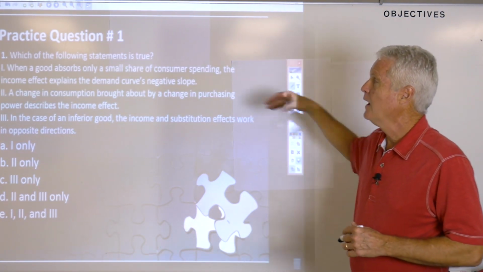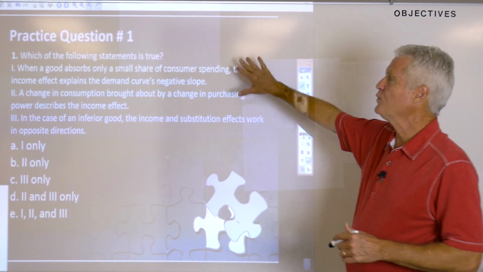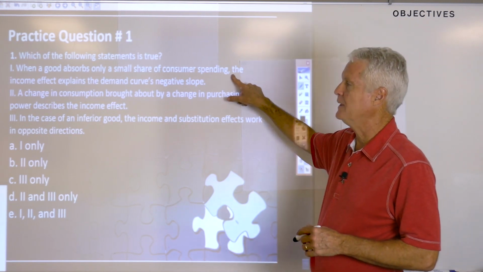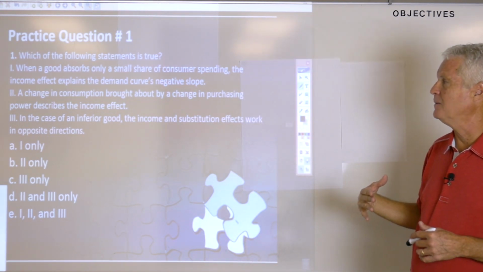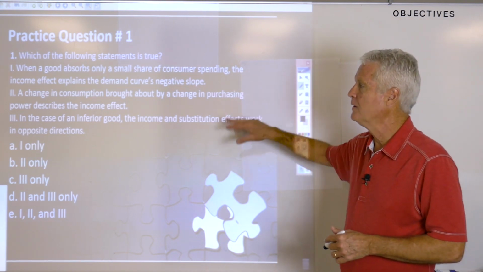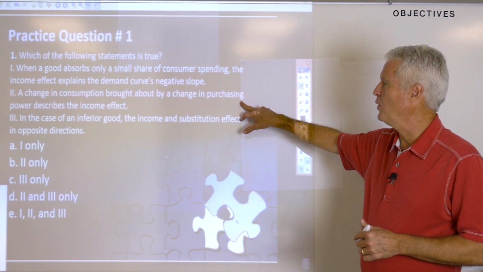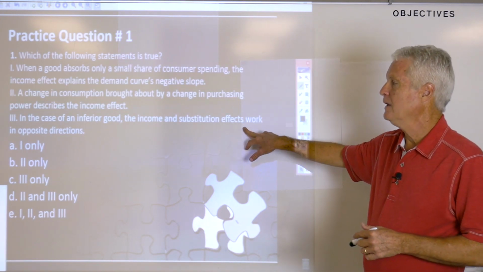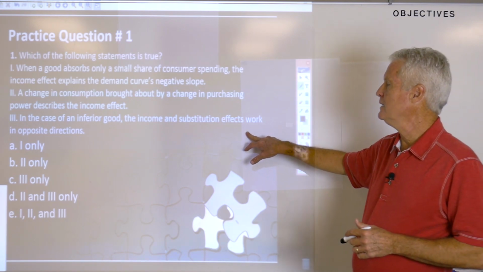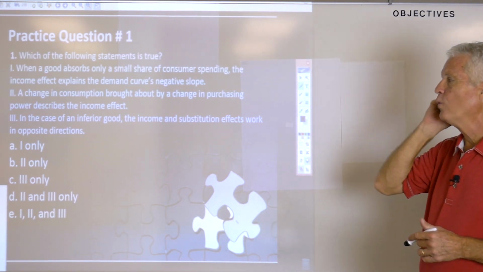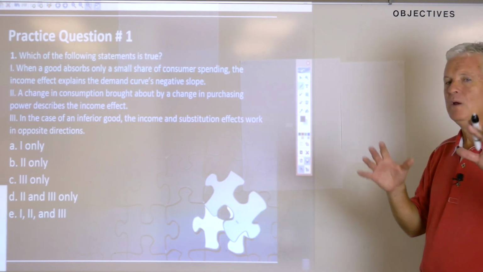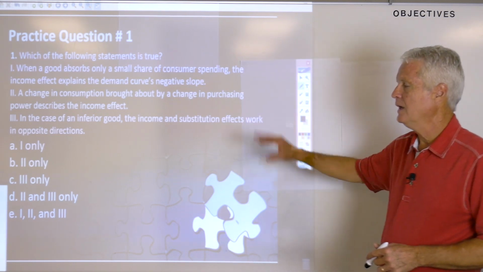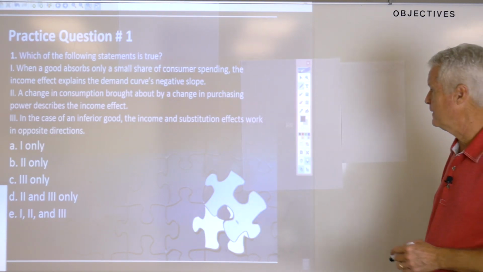It's just practice. So let's do some practice questions real quick. Which of the following statements is true? When a good absorbs only a small share of consumer spending, the income effect explains the demand curve's negative slope. True or false? A change in consumption brought about by a change in purchasing power describes the income effect. In the case of an inferior good, the income and substitution effects work in opposite directions. Pause the video and answer true or false on all 3, and then decide which one of A through E is correct.